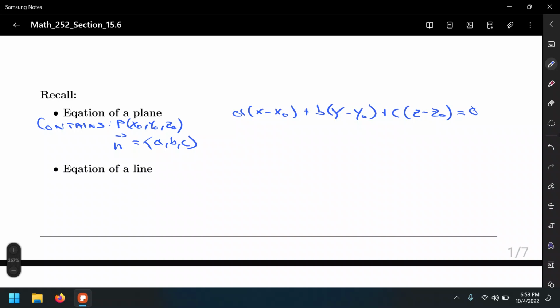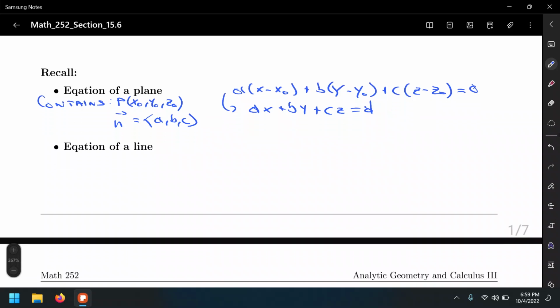But of course, if you work out this equation, I'm not going to do all the steps, there's an alternative: ax plus by plus cz equals d. That's actually the simplified version of the equation. So we start with that direction vector and that given point on the plane, and in the end we get that form.